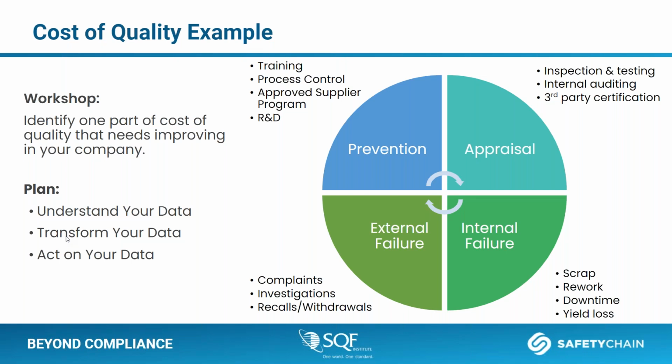And I will just say, with cost of quality, they say that for every $1 that a site puts into prevention, and notice what's there in your prevention: training, process control, approved suppliers, research and development. For every dollar you spend in prevention, you will reduce appraisal, which is your inspections and things like that, and your failure costs by as much as $7 to $10.